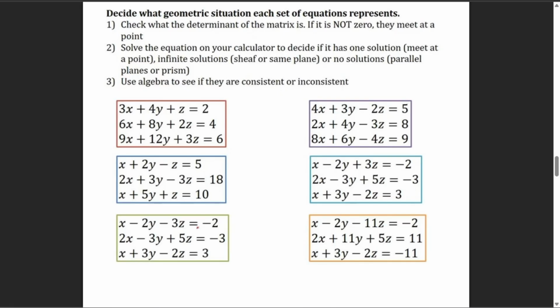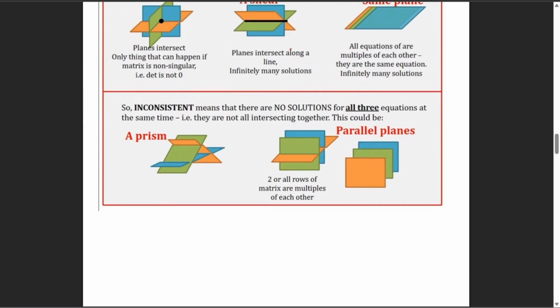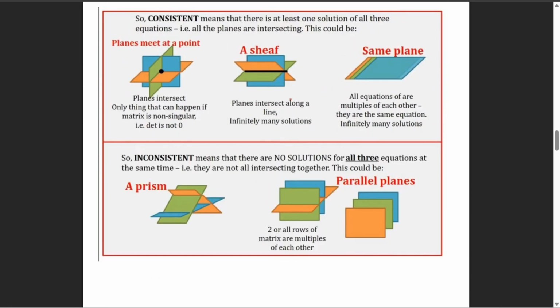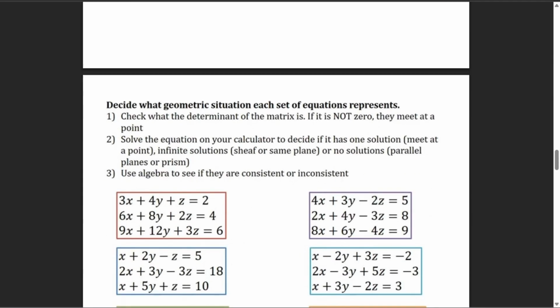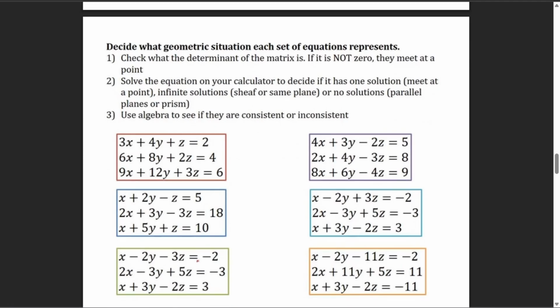If the determinant is 0, then that means it's singular. So if the determinant is not 0, it's non-singular, meaning it has an inverse, meaning it must be an intersection at a point. Planes meeting at a point is the only time the determinant will not be 0. For all the other situations, the determinant will be 0. So if it has a determinant, they intersect at a single point. If not, it's one of the other situations.